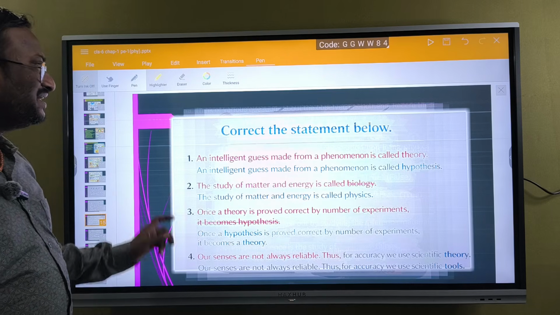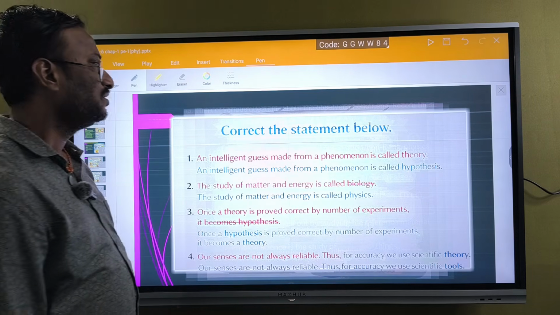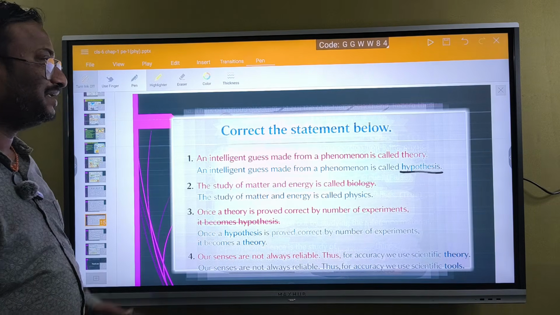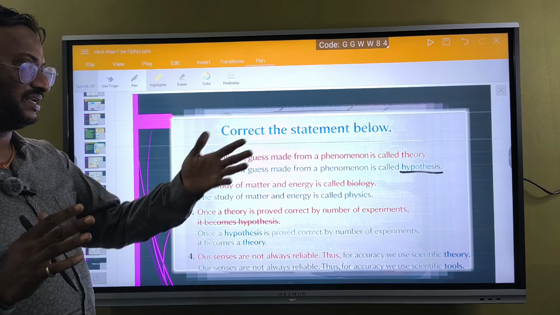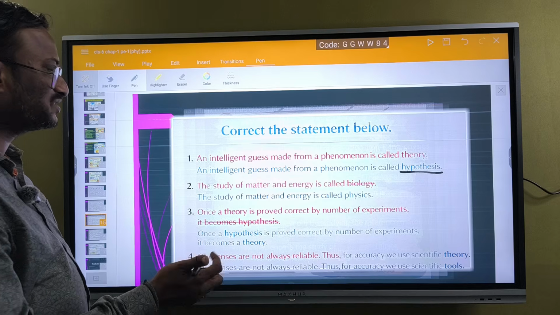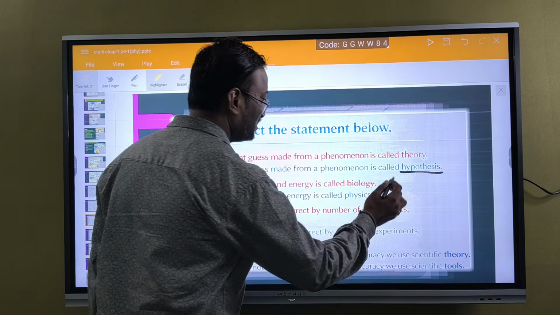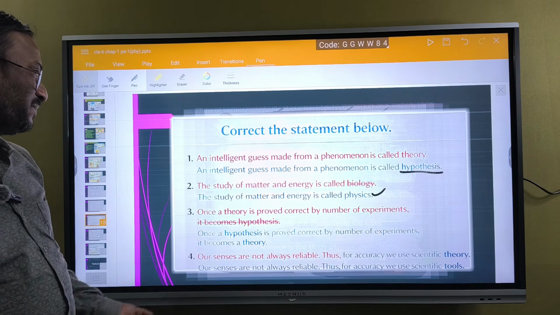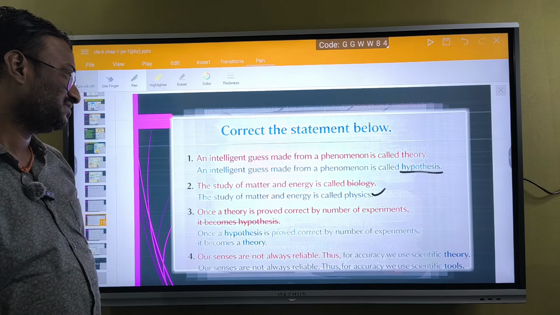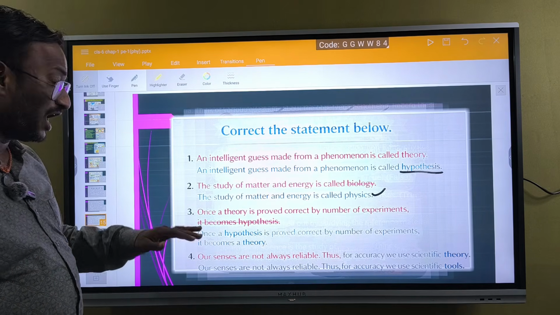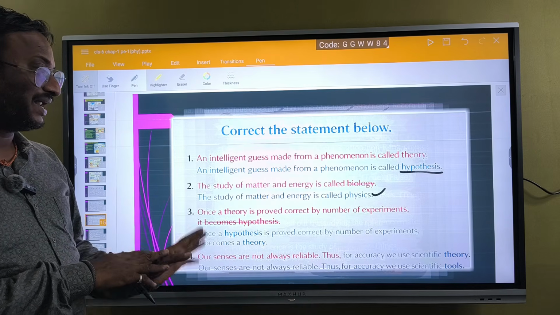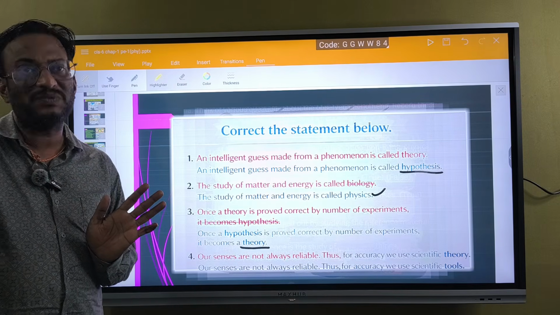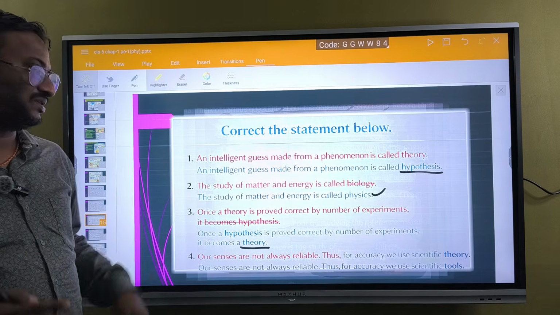An intelligent guess made from phenomenon is called theory. Is it theory? No, it is hypothesis. Through a guess you are going to get a hypothesis, after that theory, right? The study of matter and energy is called biology. It is wrong. The answer is physics. Once a theory is proved correct by a number of experiments, it becomes hypothesis. No, once a hypothesis is proved correct by a number of experiments, it becomes theory. Hypothesis will become theory, but theory will not become hypothesis.